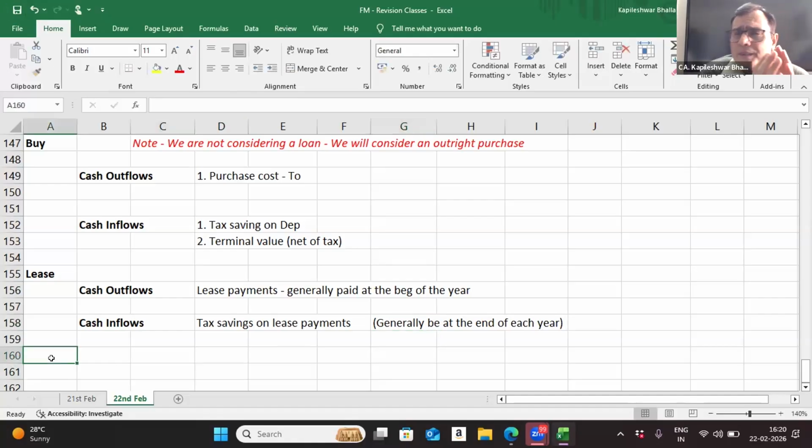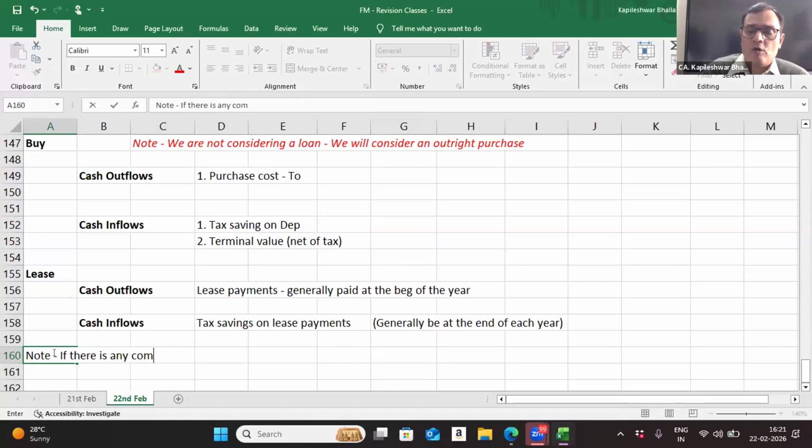And I think another very important input is if there is a common inflow or outflow. If there is going to be a common inflow or outflow pertaining to these options, will you consider that? Or will that be simply ignored? And that's right. So let's put a note of what we need to keep in mind: if there is any common inflow or outflow for both the options, it will be ignored.